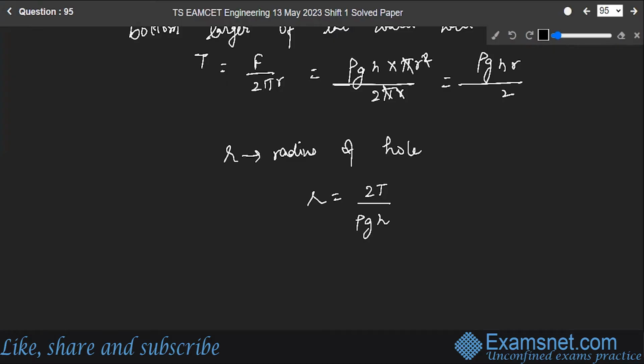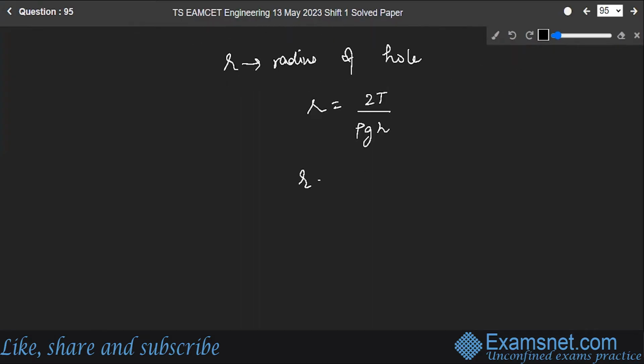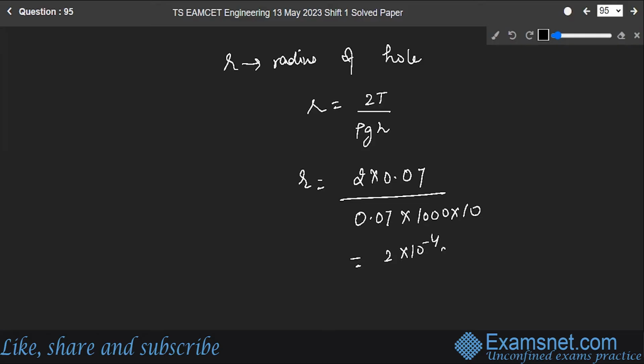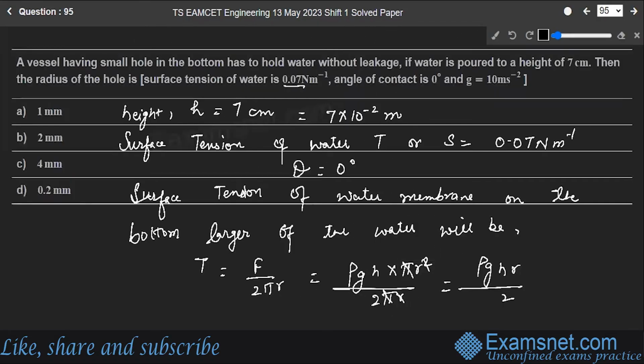Right. So let's fill in the value. R is equal to 2 into 0.07 divided by rho, which is 1000, multiplied by 10. This will give you 2 into 10 raised to power minus 4 meters, or this is equal to 0.2 millimeters. That means you have D option as the correct answer. Hope you got that. Let's move to the next question now.